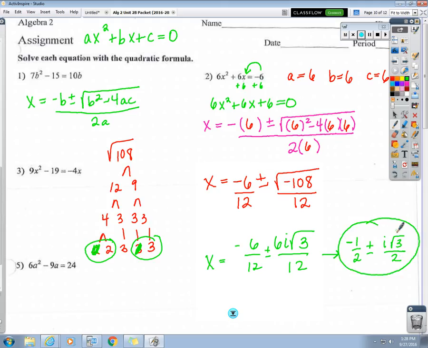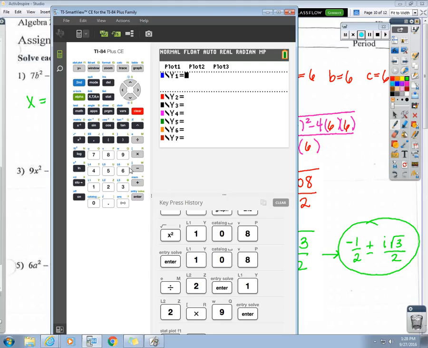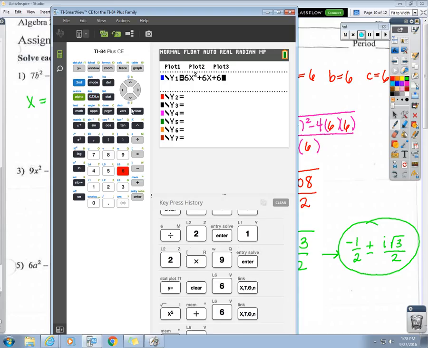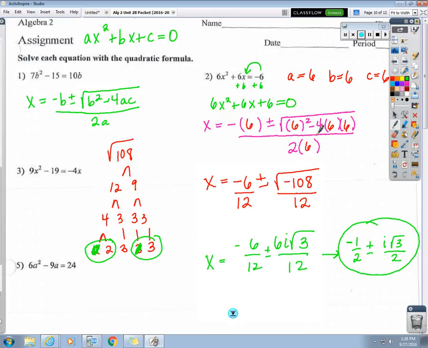Now, let me show you what the graph would look like. I'll go back, don't worry. 6x squared plus 6x plus 6. If I graph that, does it cross the x-axis at all? No. That's why you end up getting an answer that's complex with an i. Does that make sense? Okay, go ahead and get a head start on number 4.